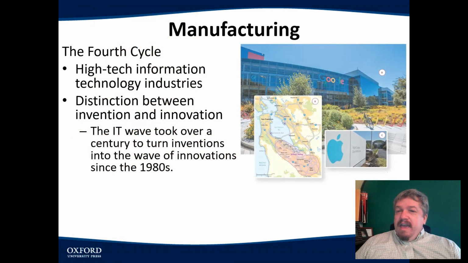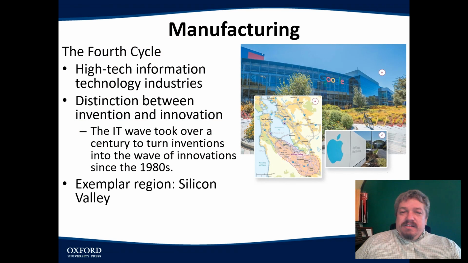So today, right, where is this centered? The exemplar city? Silicon Valley, which is here. This is San Francisco in California. And this is Oakland and Berkeley. Down here you have cities like San Jose. And you have down here headquarters for companies like Apple, Google, Hewlett-Packard, Dell, a lot of high-tech information technology innovations.